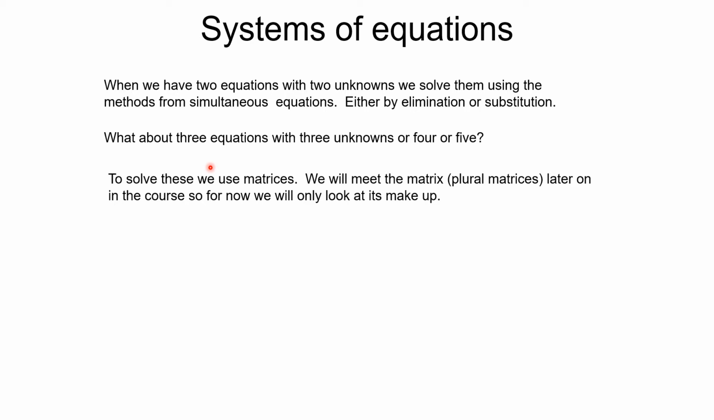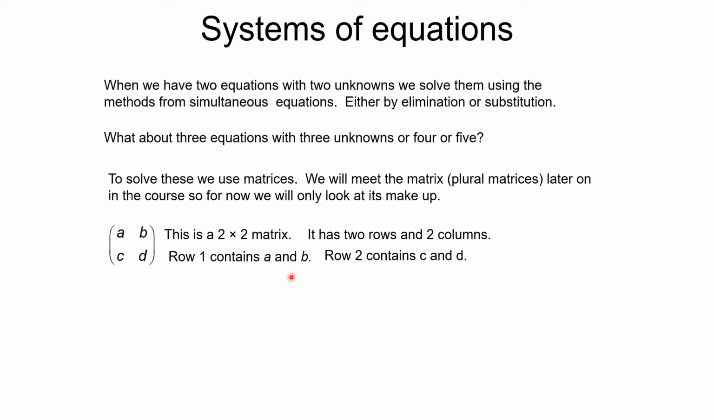To solve higher order matrices, even a 3 by 3 system of equations, you need to use the matrices method. The method that is related to matrices would be elementary row operation, right? For example, if you have a matrix with A, B, C, D, this is a 2 by 2 matrix. It has 2 rows and 2 columns, and row 1 has A, B, row 2 has C, D. So this is called a system of equation.